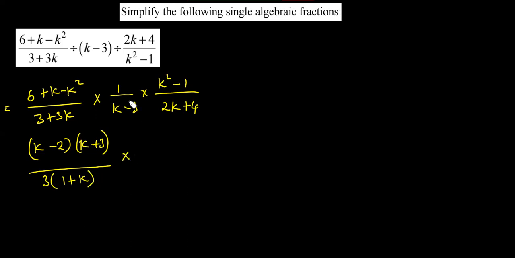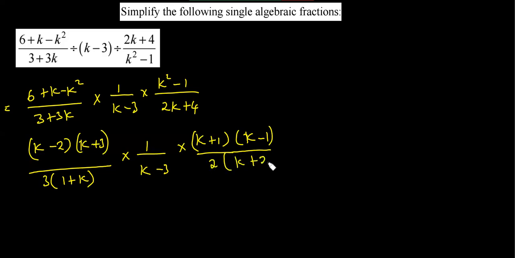Then here times 1 over k minus 3 times k. When you have k squared minus 1, difference of two squares, it is k plus 1, k minus 1, okay? Then here, we'll factor out 2, it is k plus 2. Okay, now we can check for common factors. What is common here? We have got k plus 1. 1 plus k and k plus 1 is the same thing, guys, don't stress. Then here k minus 2, okay, k plus 3. Then what else are we seeing there?